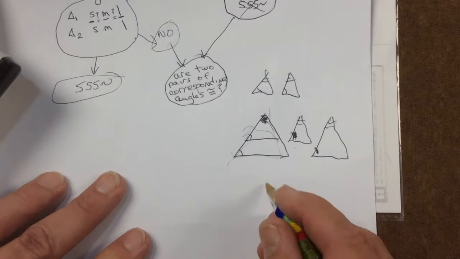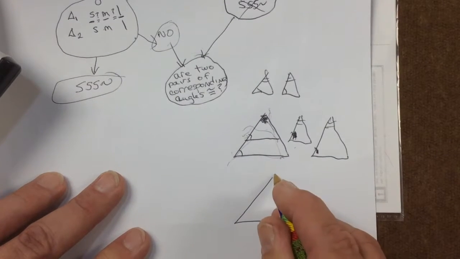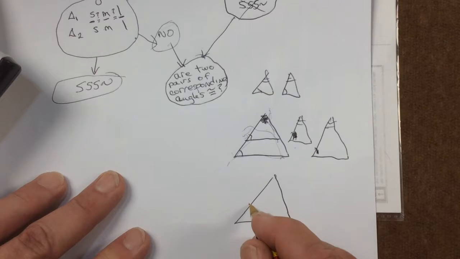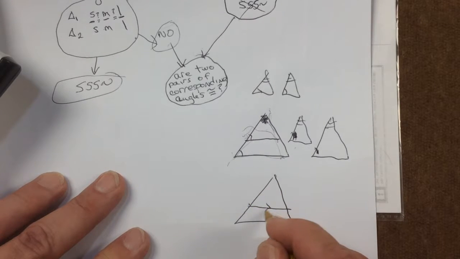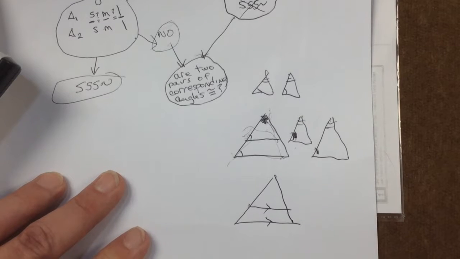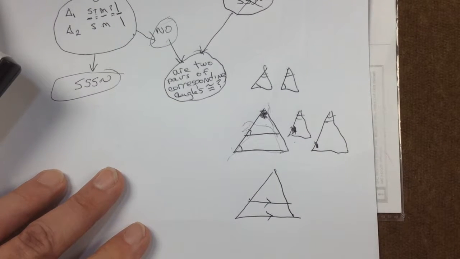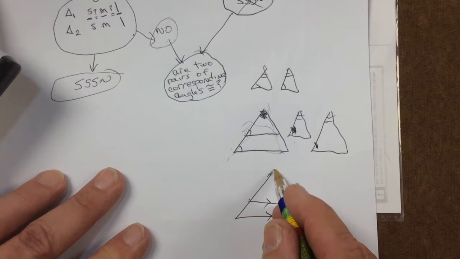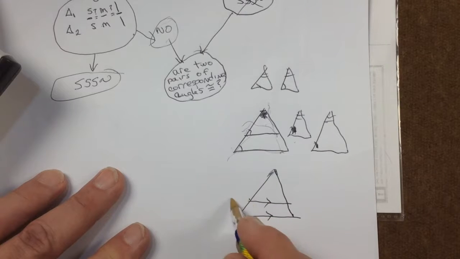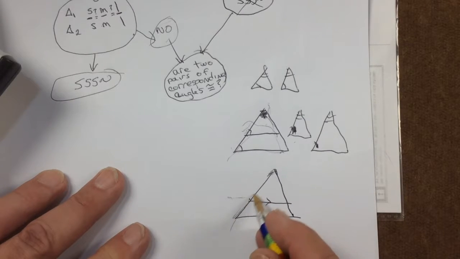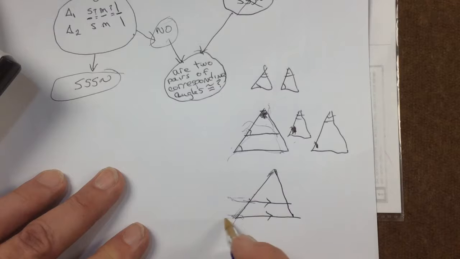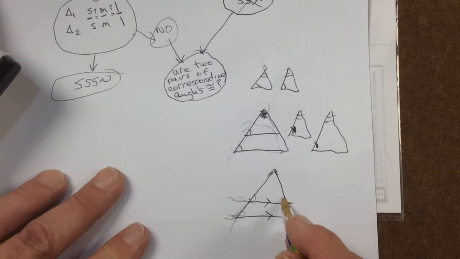Or what if I told you this? I don't tell you anything about the angles, but I tell you these 2 lines are parallel. Do you have 2 pairs of congruent angles? Yeah. First of all, you still have the reflexive property for this one, but also, since this is a transversal crossing 2 parallel lines, the corresponding angles are congruent, and the same thing's true over here. The corresponding angles are congruent.